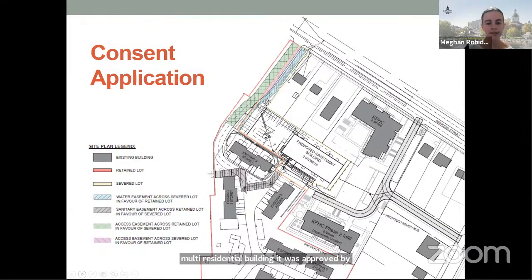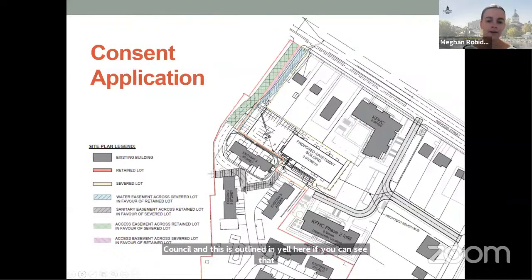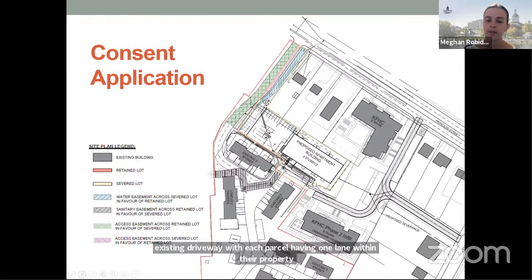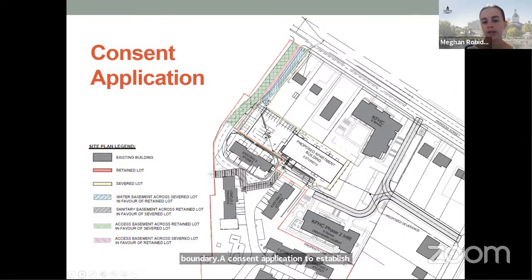Vehicular and pedestrian access is currently provided to the site via a private driveway off of Princess Street. The application for consent to sever will result in severing the existing driveway, with each parcel having 1 lane within their property boundary. As a result, a consent application to establish a legal right-of-way over the driveway is also proposed to permit the severed and retained lots to maintain their current use of the private driveway.